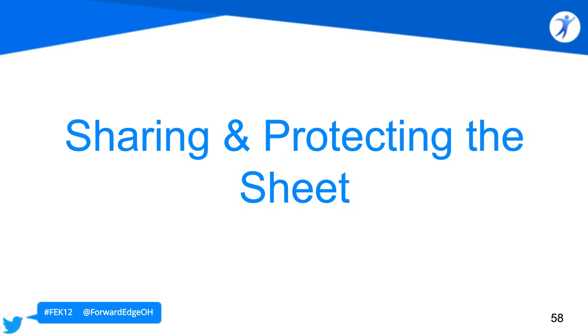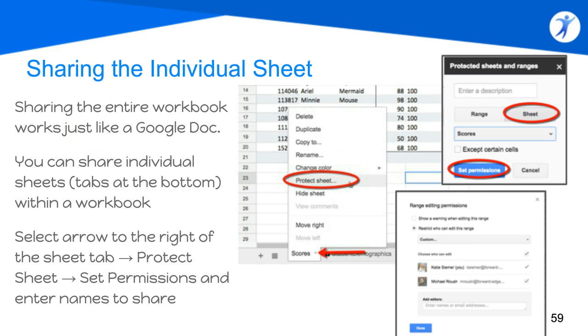Same thing beyond the entire sheet. Maybe it's one particular column that you want people to be able to edit and enter information to. So if I select my data, so let's just say it's column D in this example.